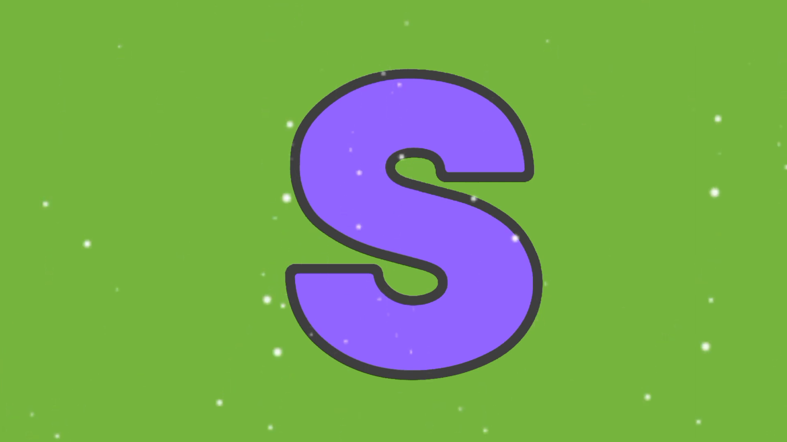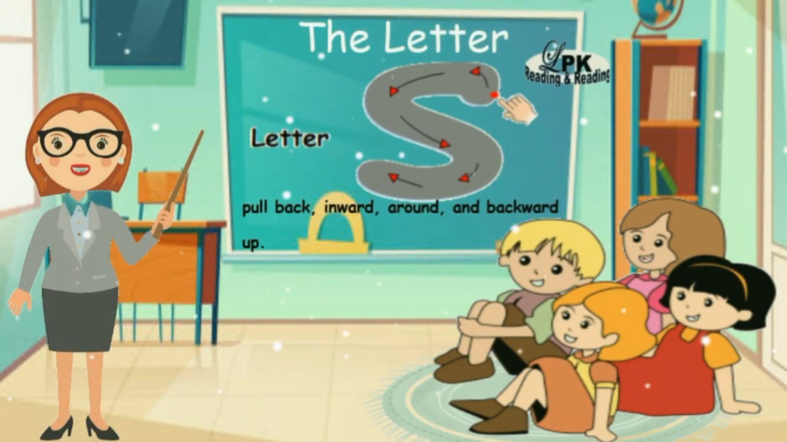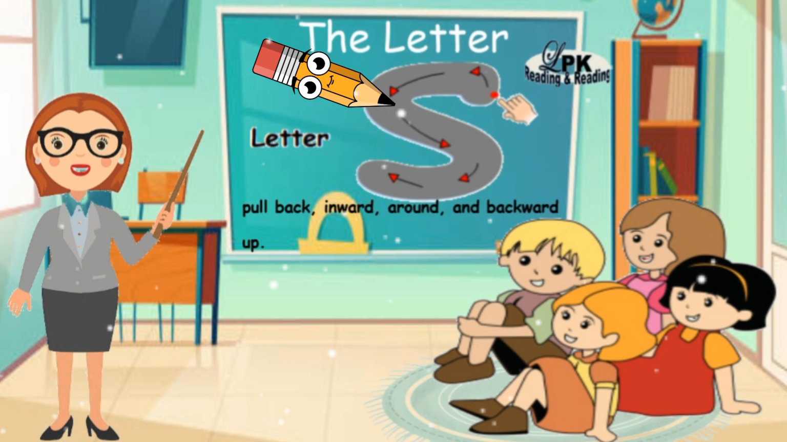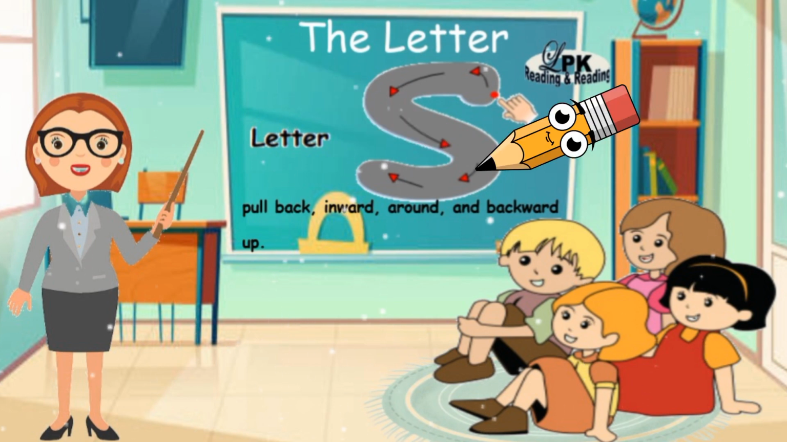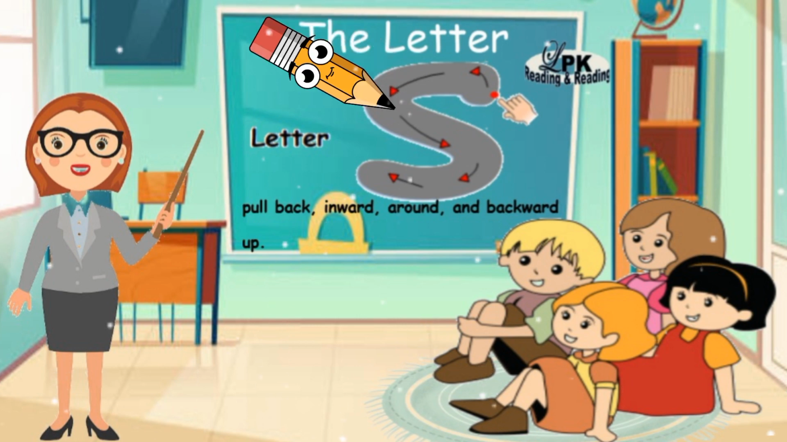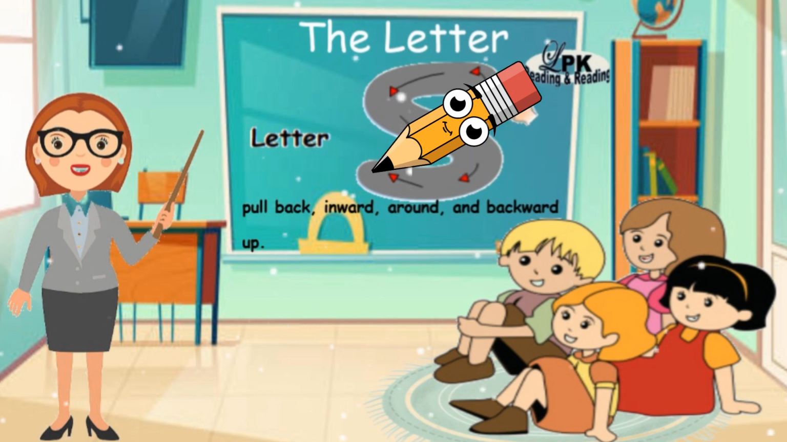Now, what's this letter again? S. That's correct. The short sound of S is S. Look at the picture, listen, then write the letter S. You pull back, inward, around, and backward, up. Slowly, you pull back, inward, around, and backward, up.